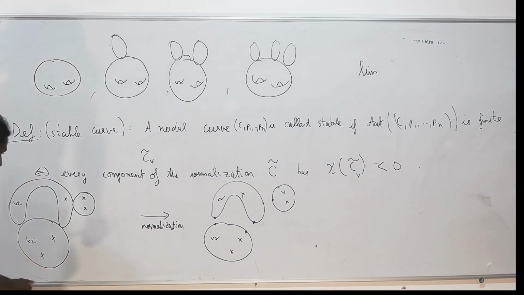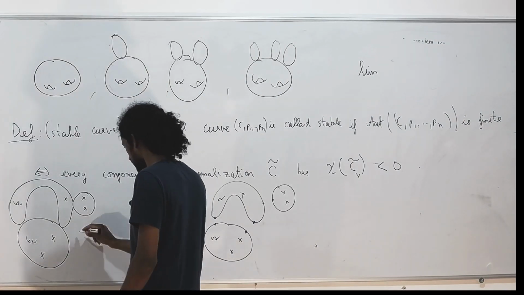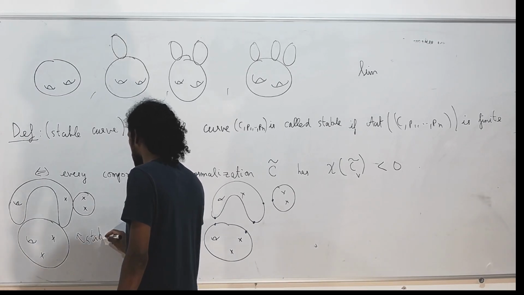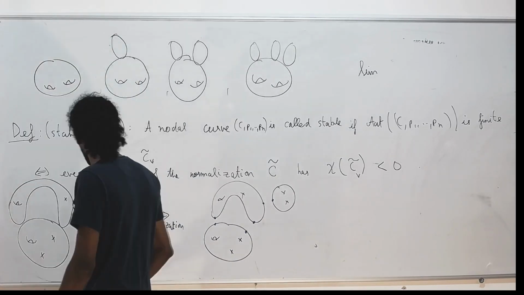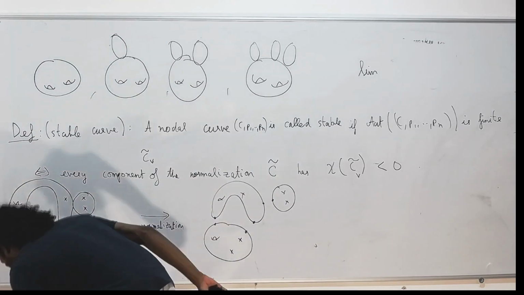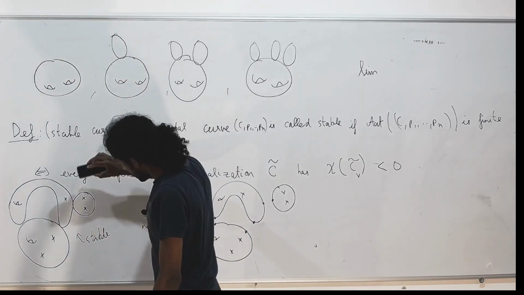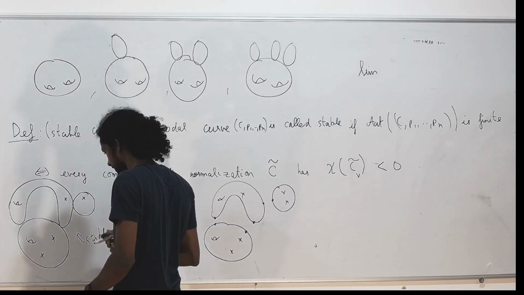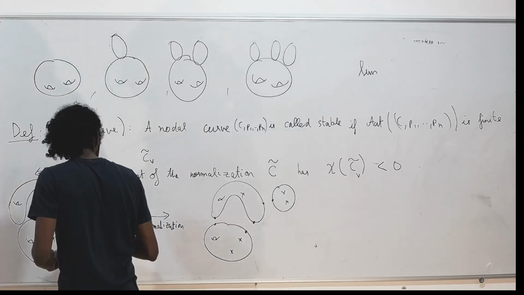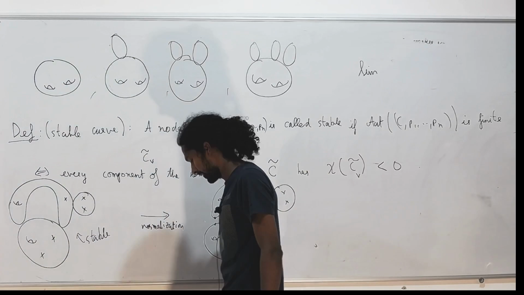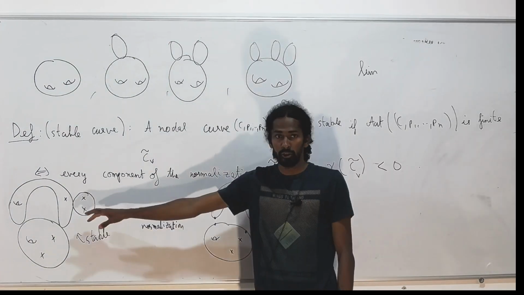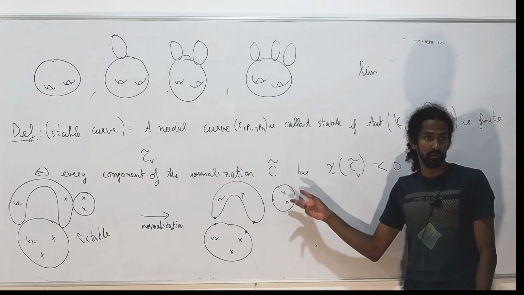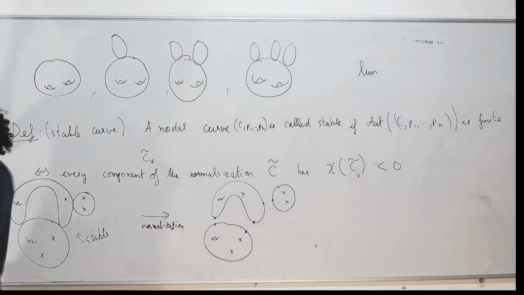But if I were to remove one of these points, it would no longer be stable, because when you take the normalization, you would get something with 2 marked points. And this lets us define a compactification.